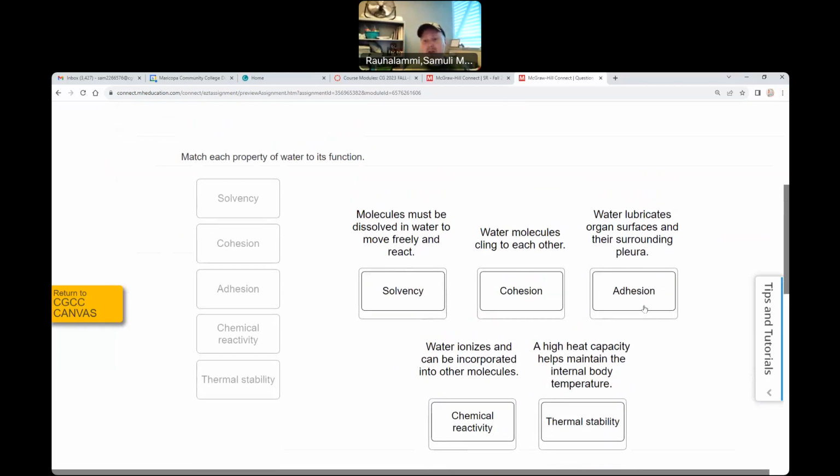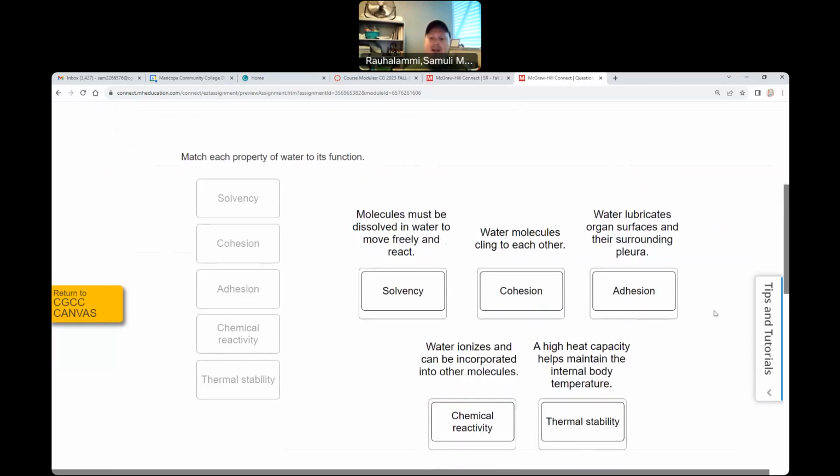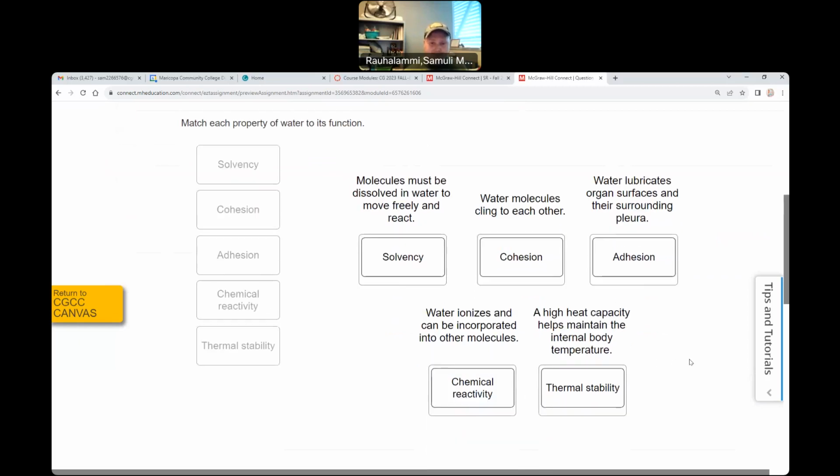Next one that we're seeing is adhesion. Adhesion tells us how water lubricates organ surfaces and their surrounding pleura. Adhesion really described how water molecules tend to be attracted to other polar surfaces. So, for example, the humidity on the surfaces of plants or spider webs in the morning would be a good example of that, as is this statement that we're seeing here.